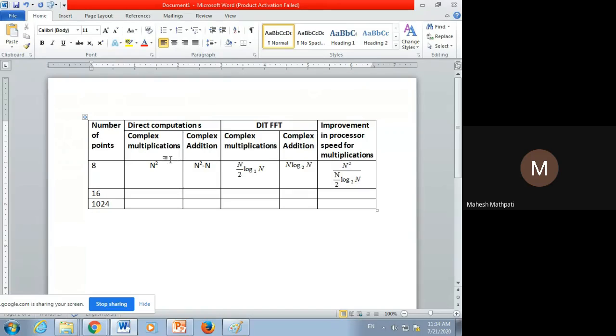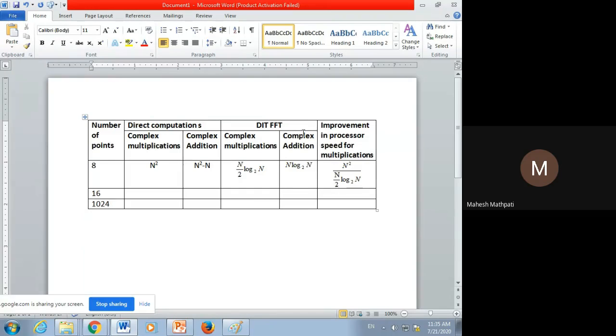In direct computation, for complex multiplication we require n square multiplications, and for complex addition it is n square minus n. Sorry, earlier I said n square minus 1; that is not right, it is n square minus n. And for DIT FFT, complex multiplication is (n by 2) log to the base 2 of n, and complex addition is simply n log to the base 2 of n. Here we are calculating the increment in processor speed with the help of these multiplication values.